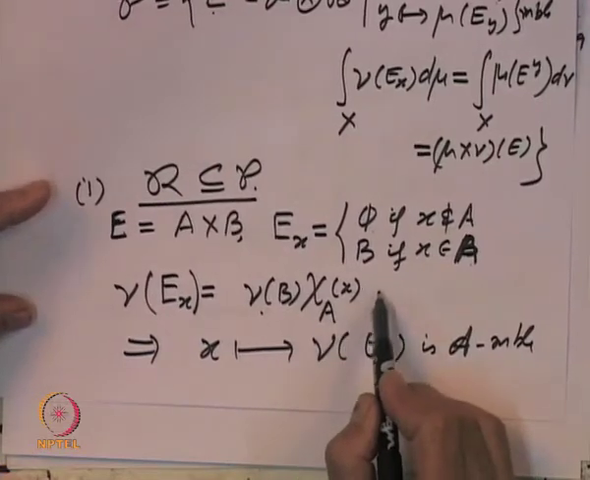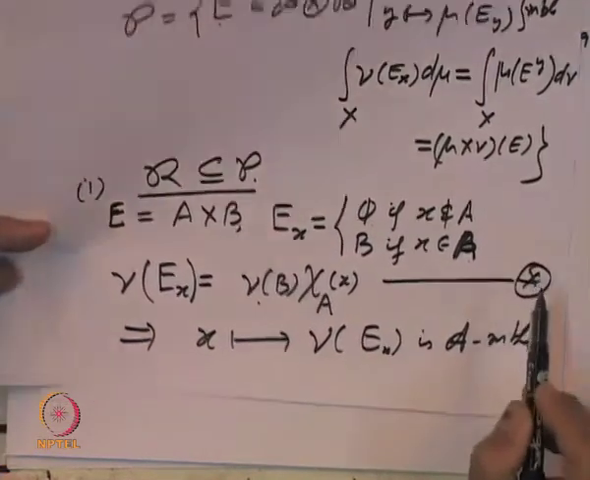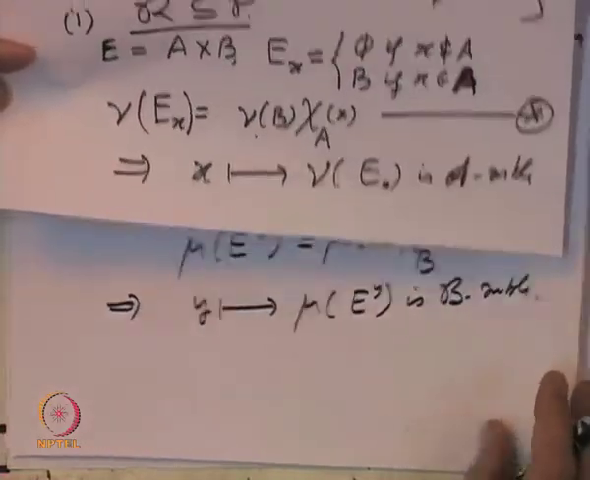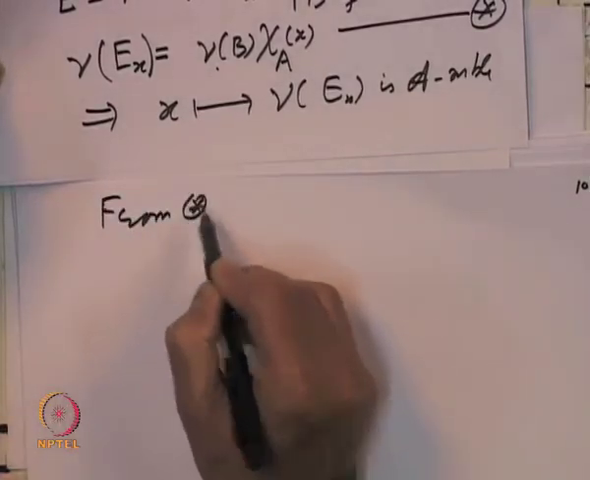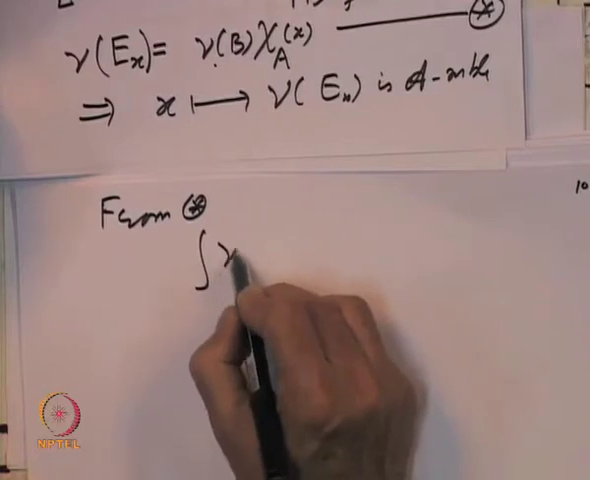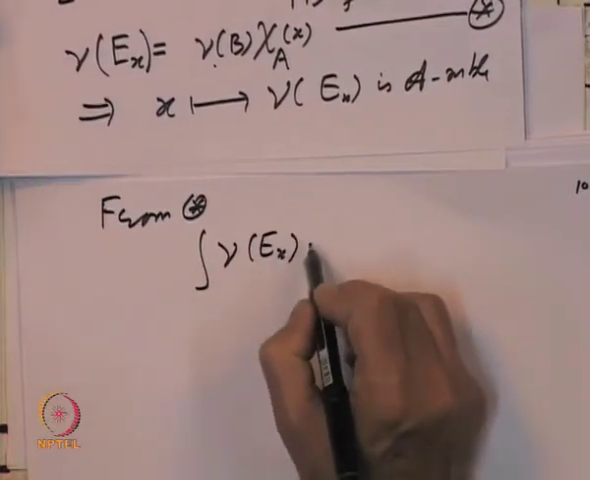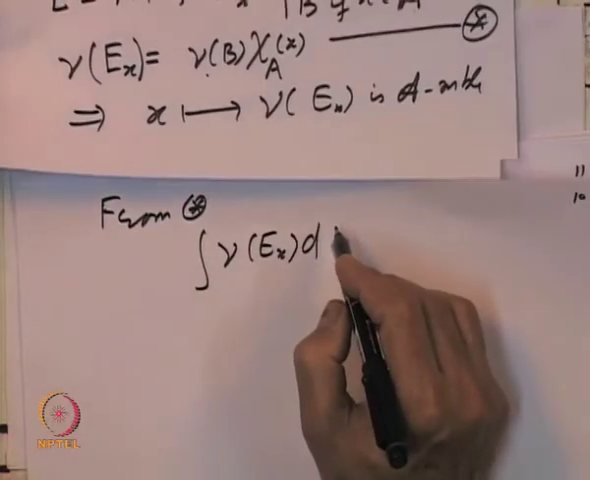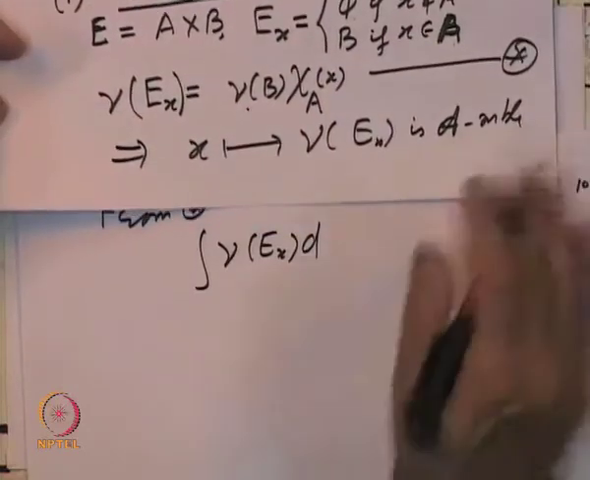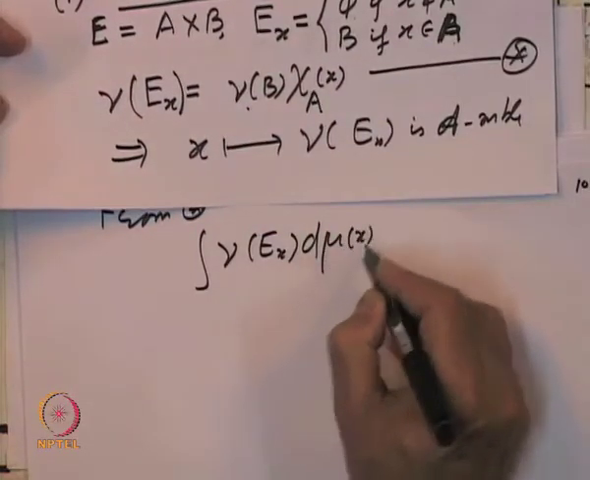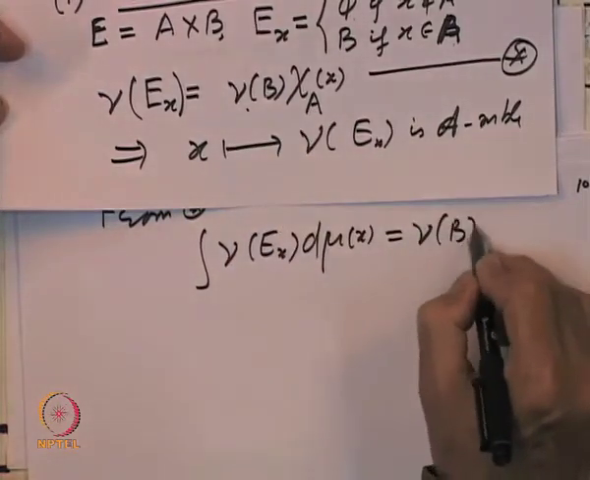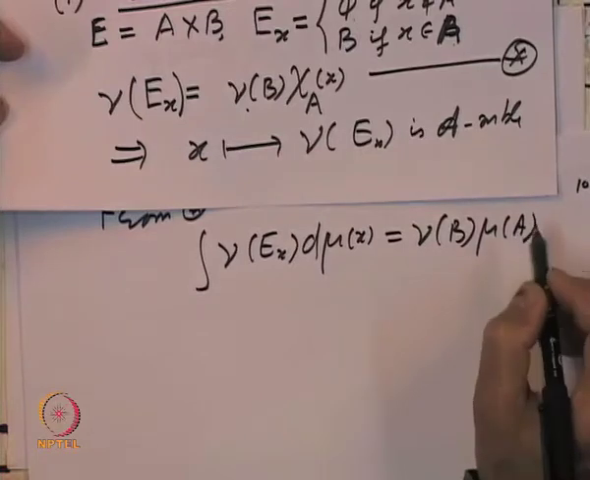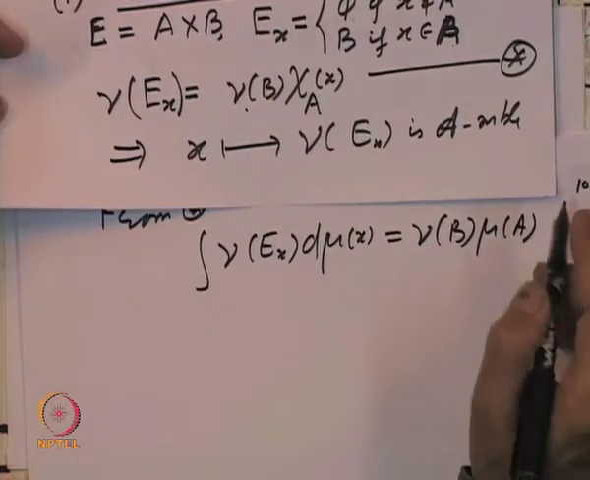So, from the equation star, it follows that the integral of nu of E x with respect to d mu x is equal to the integral of this quantity, that is, nu of B times mu of A. So, that was the property star.